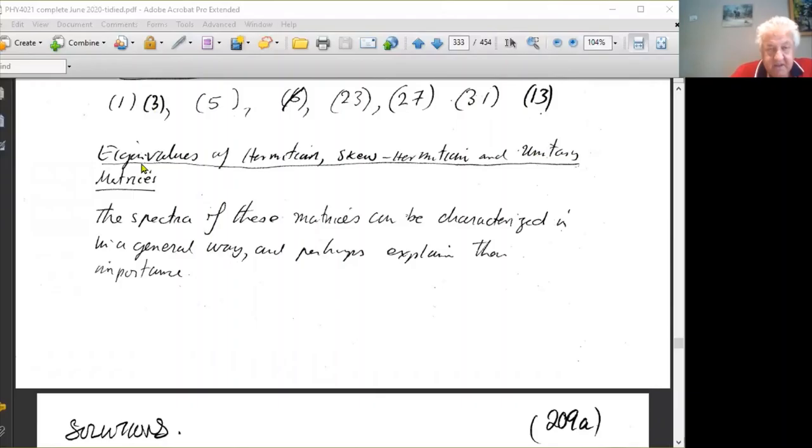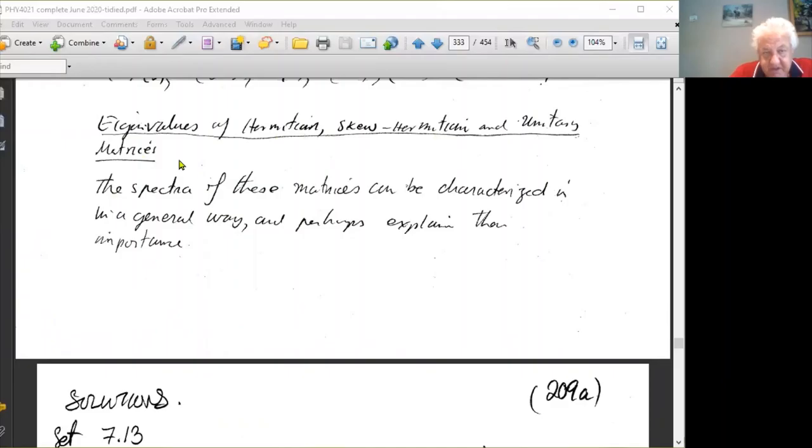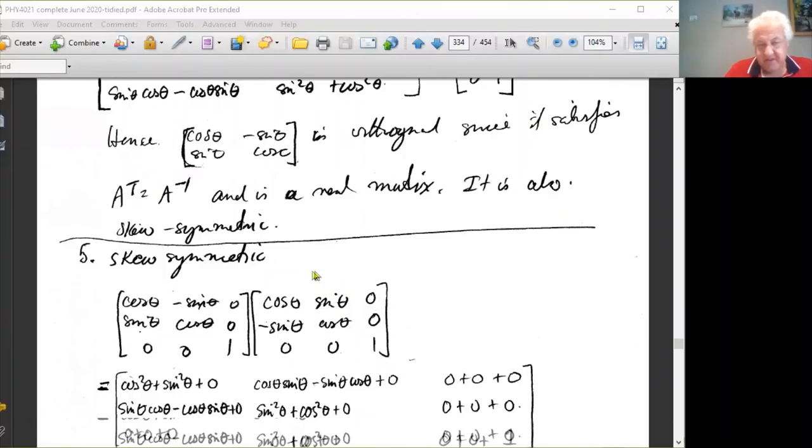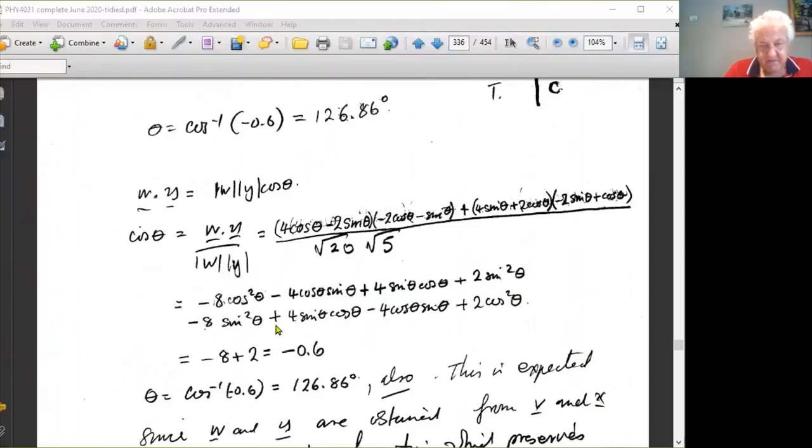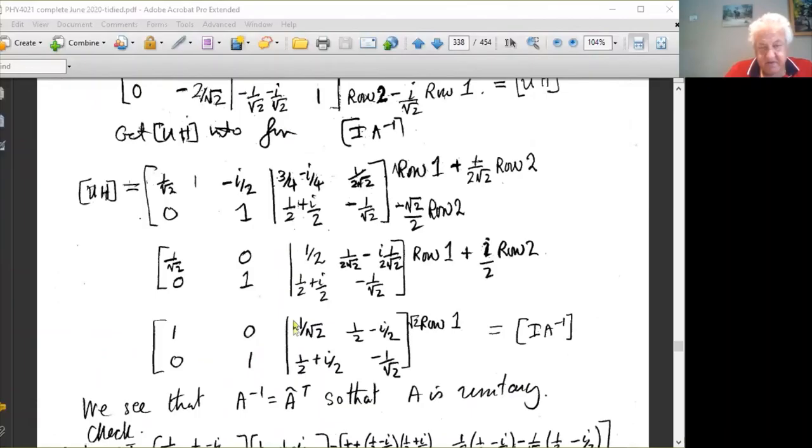Eigenvalues of Hermitian, skew-Hermitian, and unitary matrices. The spectra of these matrices can be characterized in a general way, which perhaps explains their importance. In other words, you can say something definite about the eigenvalues of these kinds of matrices. Let's jump to the solutions of your assignments.